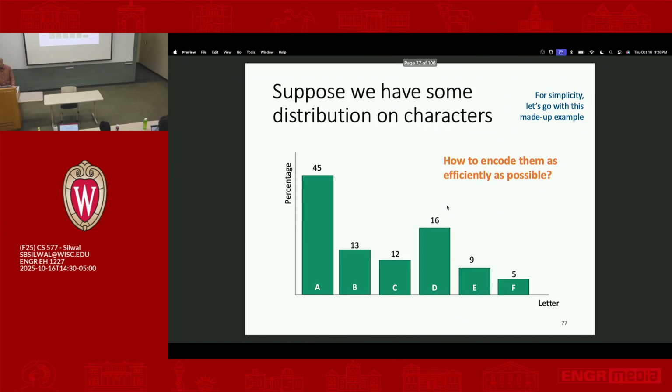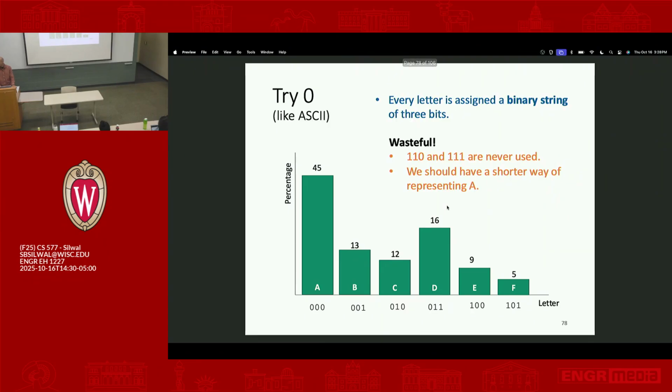So how do I formulate this? Imagine the distribution has only 6 letters, and 45% of the time I'm using A, 9% of the time I'm using E, and so on. Because there are 6 things, I'm using 3 bits. It's very wasteful because some of the encodings are never even used, like 110 is never used. And because A is used so much, I'm writing A over and over again. If I could write A with 2 bits, that would save me in the long run, because 45% of the time I'm using an A.